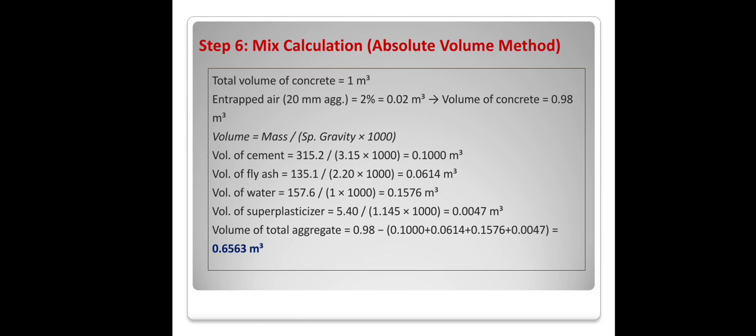Cement volume is 315.2 divided by 3.15 times 1000, giving 0.1000 cubic meter. Fly ash is 135.1 divided by 2.2 times 1000, giving 0.0614. Water is 157.6 divided by 1000, giving 0.1576. Superplasticizer is 5.40 divided by 1.145 times 1000, giving 0.0047. Subtracting all of these from 0.98 gives 0.6563 meter cube for total aggregate.